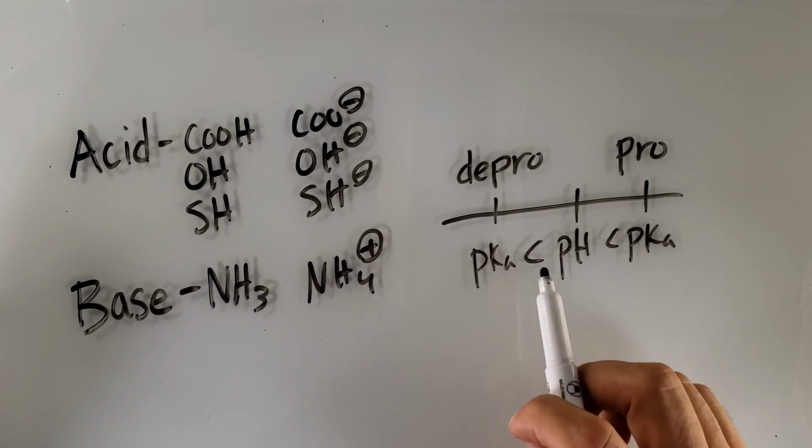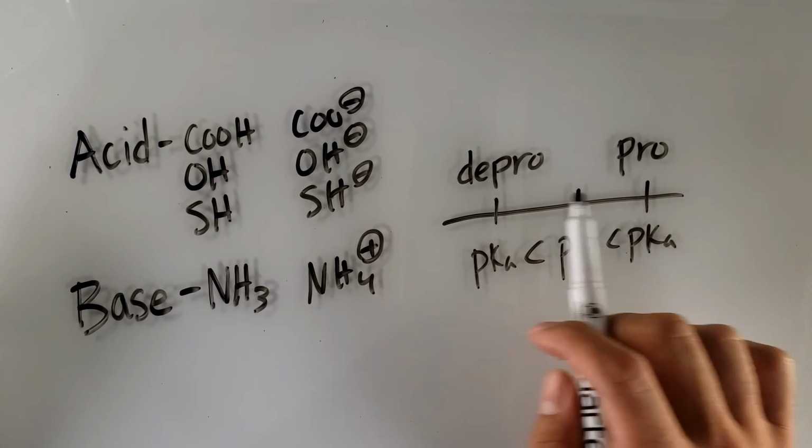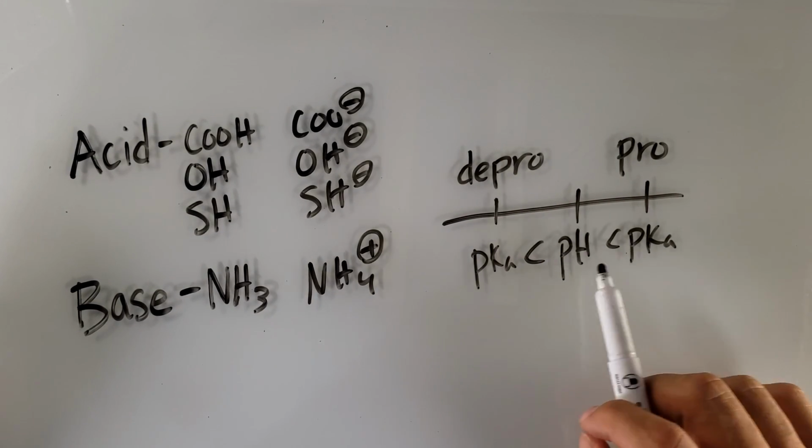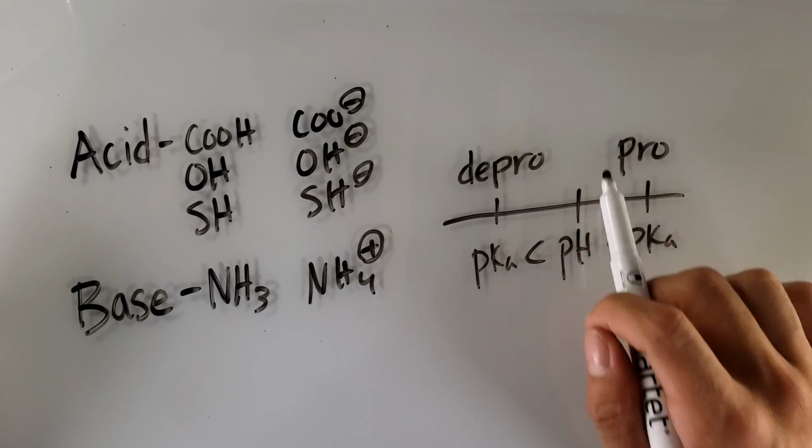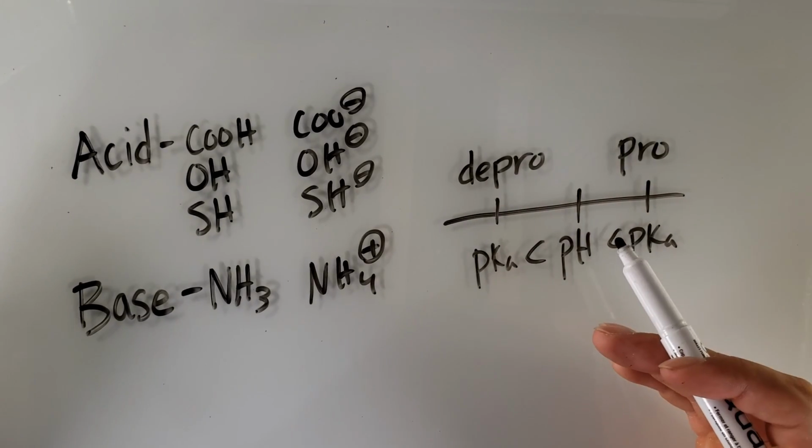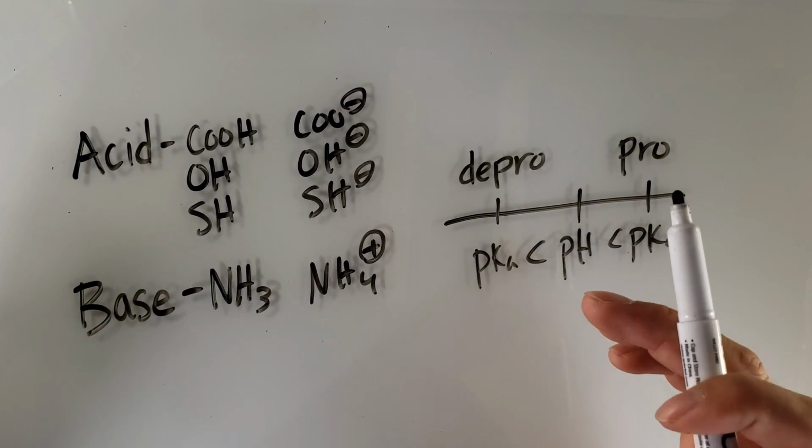Whenever the pKa is less than the pH, it's going to deprotonate. Whenever the pH is less than the pKa, it's going to protonate. So now this is what it looks like for the acids and bases because they're a little bit different.